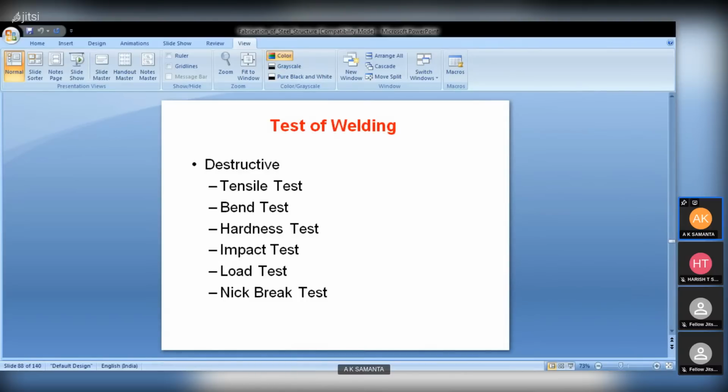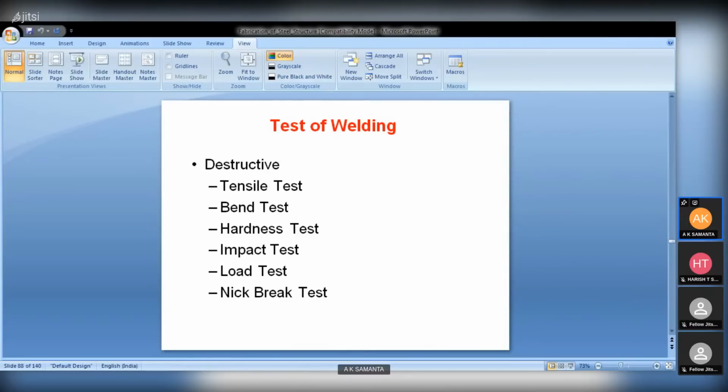Then impact test. We must know that in IS 2060 the impact strength is given, which is related to the temperature. So in the welded portion, again we have to test whether it is really absorbing more than 27 joules or not, whatever is prescribed in IS 2062.